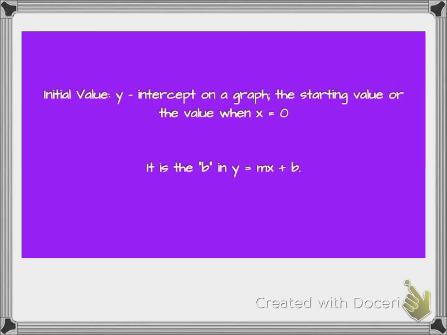So, for example, if you're saving money and you say you start with $10 and you add $15 per week, $10 would be your initial value, and then the $15 per week would be your rate of change. So let's talk about the garden.